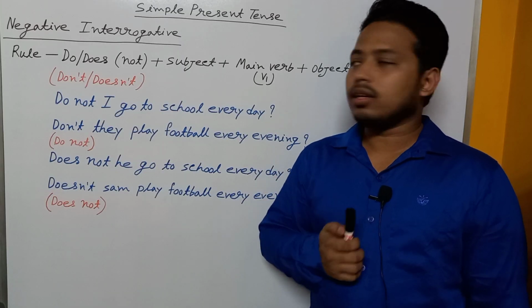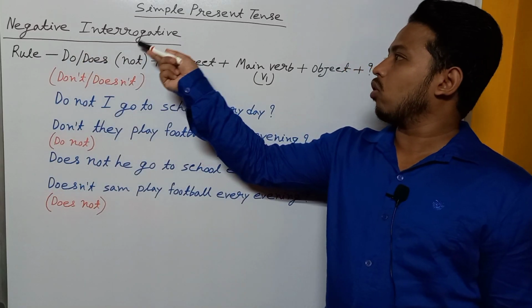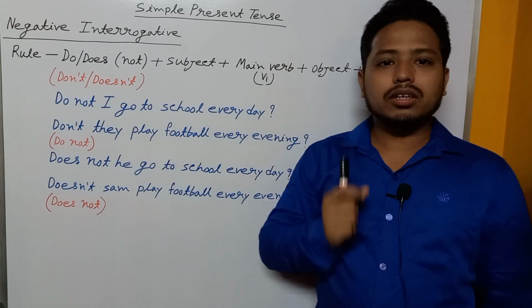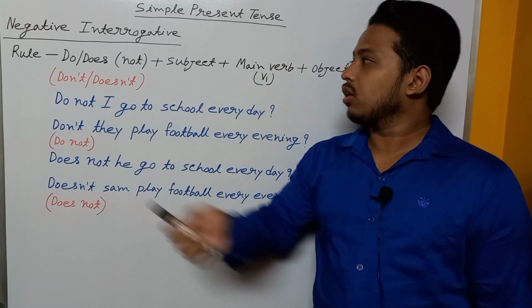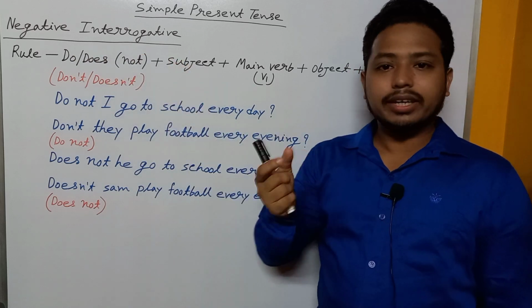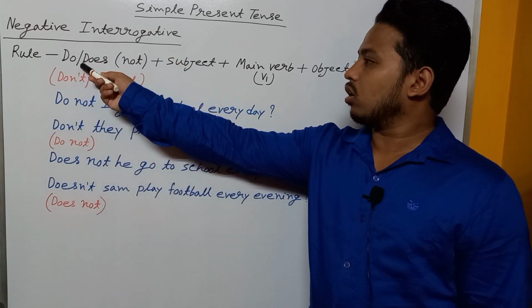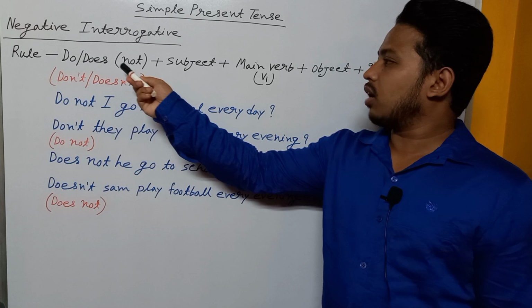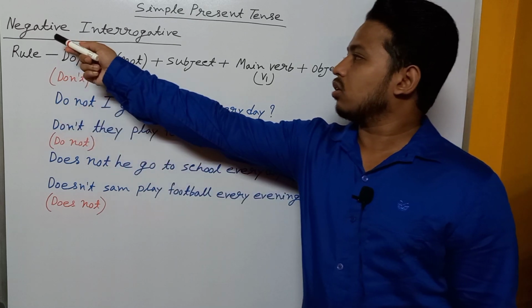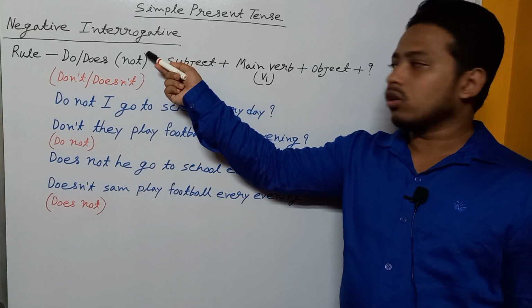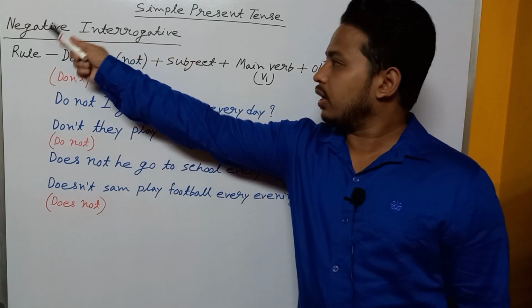Now we are learning the negative interrogative rule of simple present tense. It is very interesting because both negative and interrogative are in this rule. So let's see the rule. Do/does helping verb. I write not after do/does helping verb because it is a negative interrogative rule. So I write not for negative.